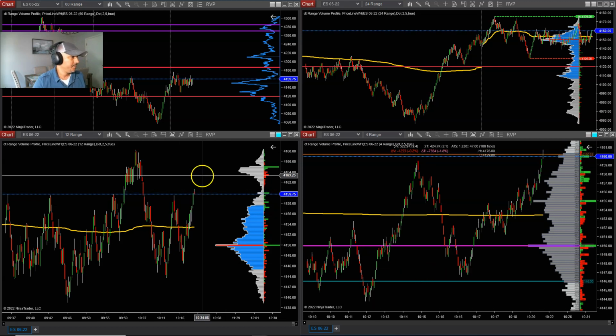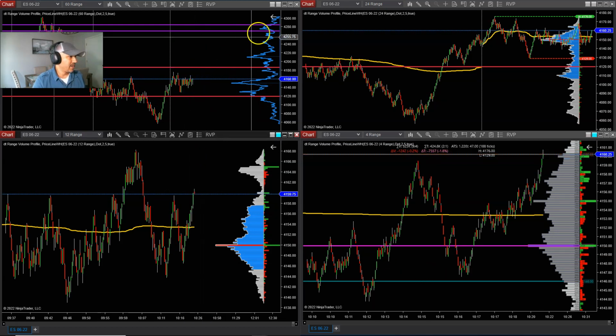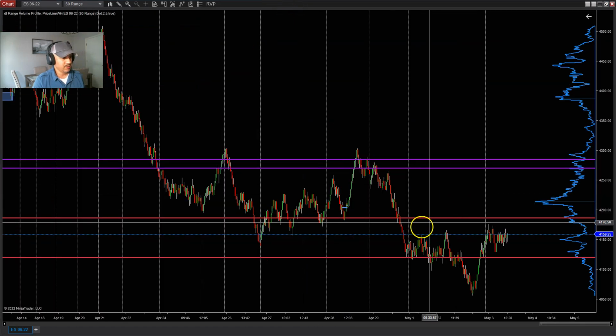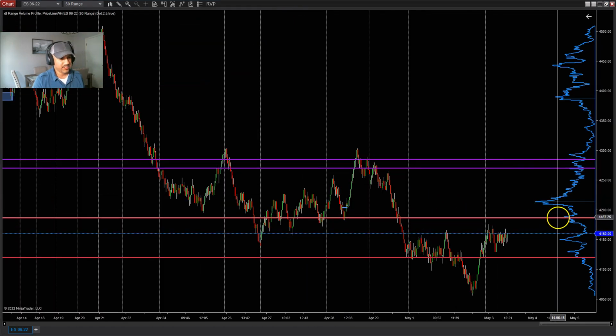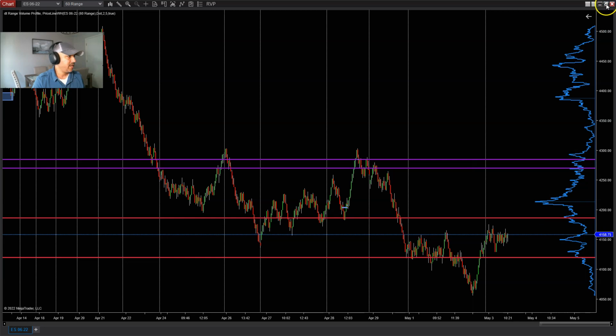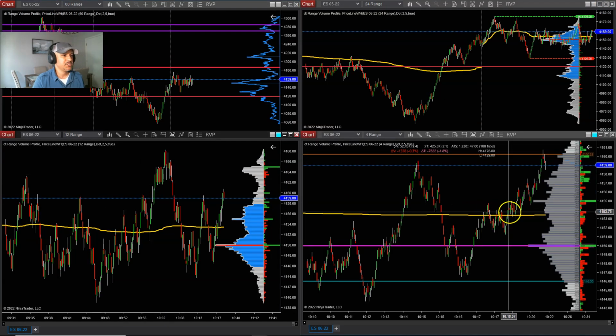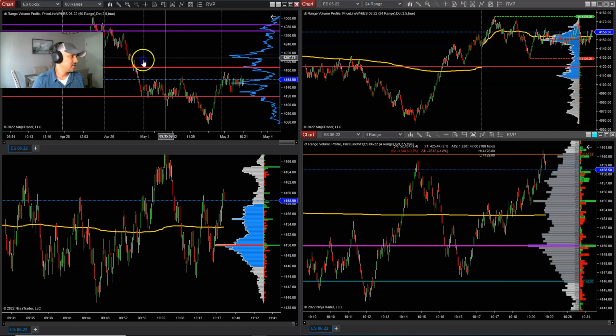All right, so I got this red line marked on the 60 range chart because I'd be interested to see if price would come up to this area here at 41.88. It'd be a good area to see if we can get some rejection from. That is an area of supply sitting right here, so we'll see.